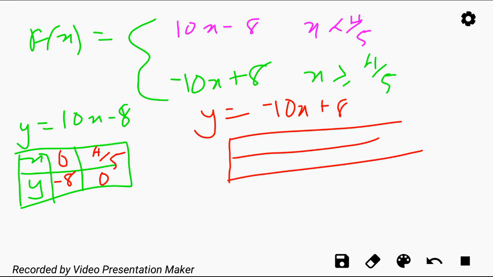Again, I am going to get two numbers respecting my interval. So x there, y there, 4 over 5 there, and then I'm going to pick something greater than 4 over 5. I can pick directly a 1. Here it's going to give me a 0, and here it's going to give me negative 2. So all I need to do is plot these two points.